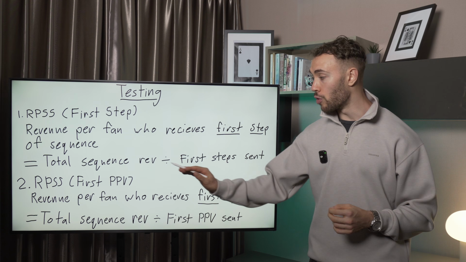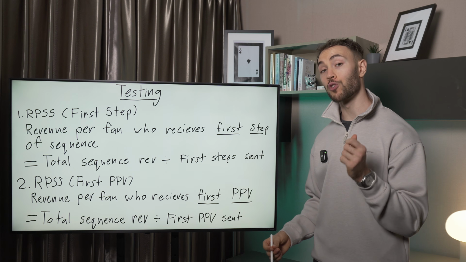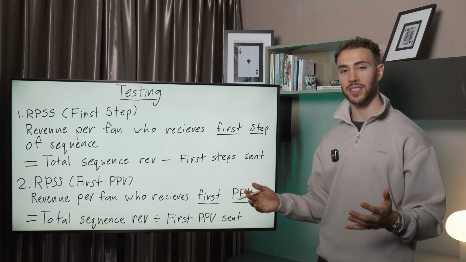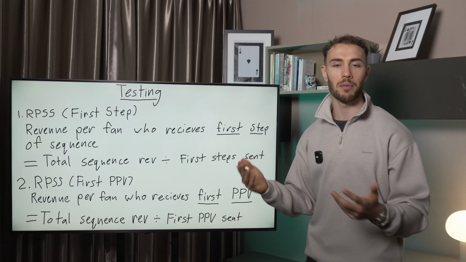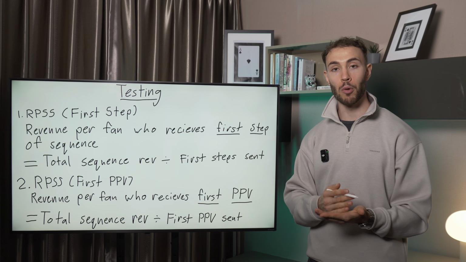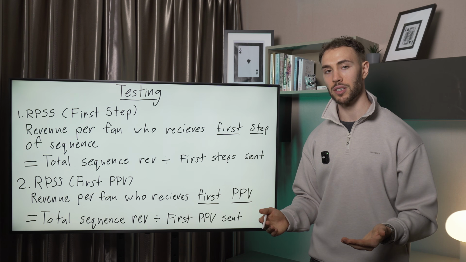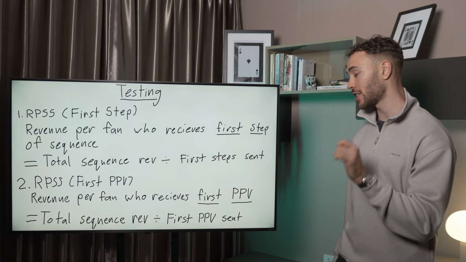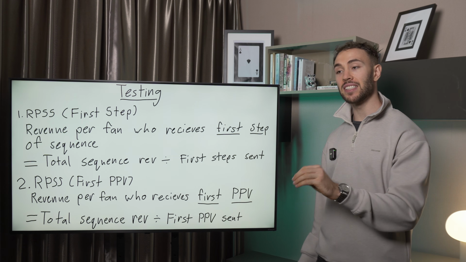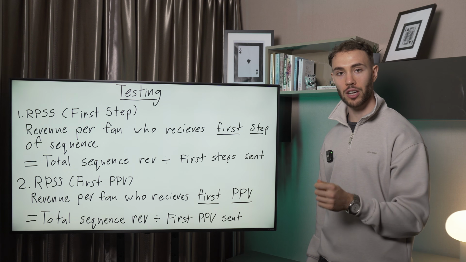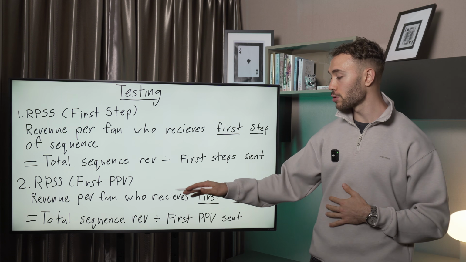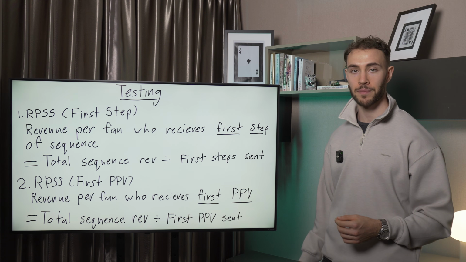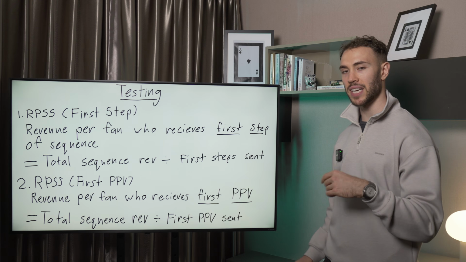There's also revenue per sequence started from the first pay-per-view. Now, why do we have two different metrics here? Obviously, this metric is going to be the most important. We want to make more money for every time we start the sequence. But by looking at the revenue per fan who receives the first pay-per-view, it's much easier to diagnose our pricing structure. The formula for this is the total sequence revenue divided by the number of times the first pay-per-view was sent. I'll explain why we need both of these in more detail in a second.